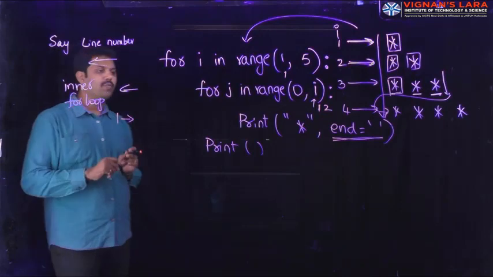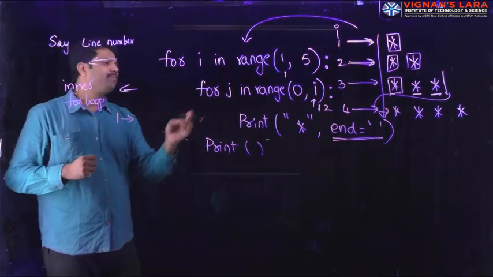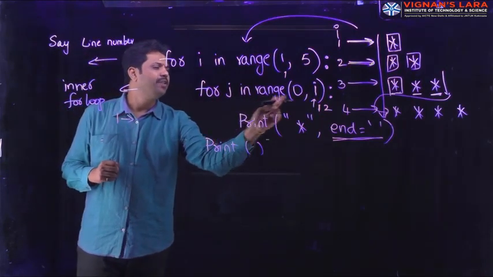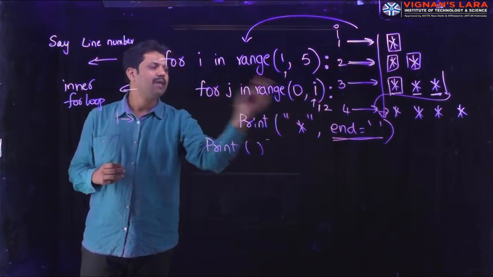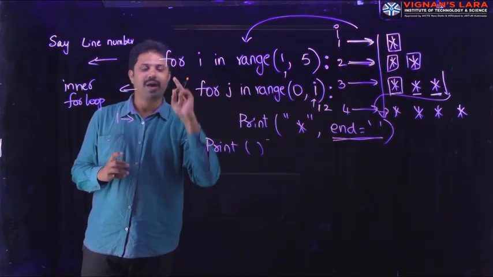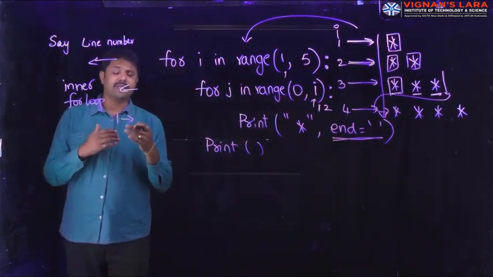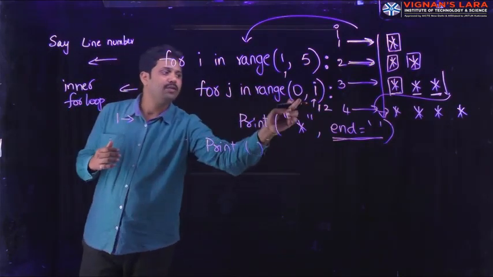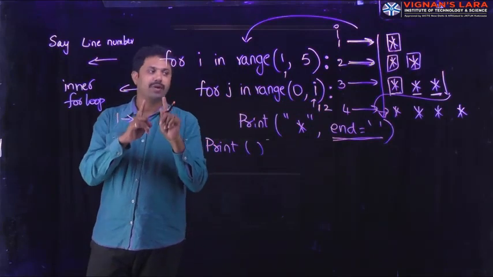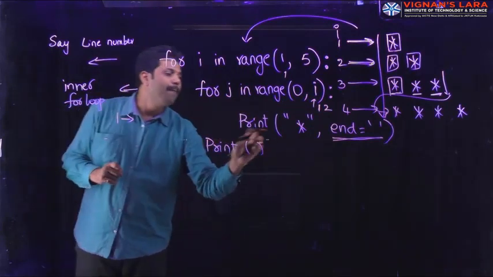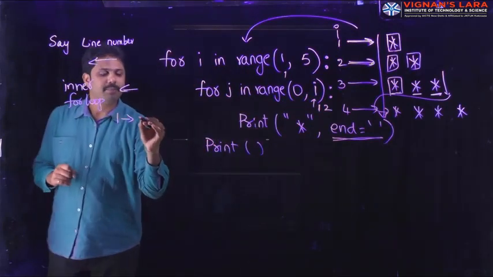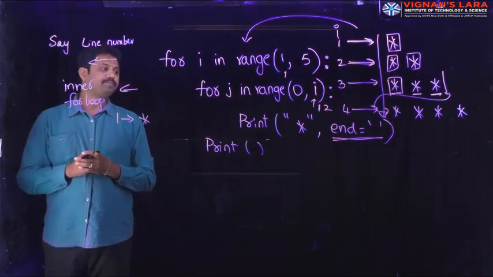I equals 1. Now let us see what happened. For j in range of 0, i means again 1. i means 1 now. Okay, 0, 1 means how many times it iterates? The range 0, 1 means it iterates one time only. Okay, print star. It simply prints star.